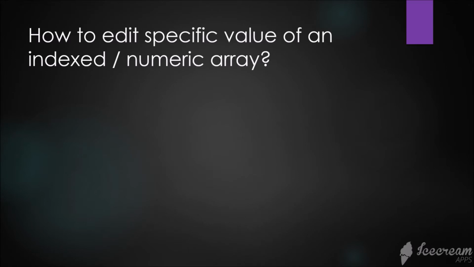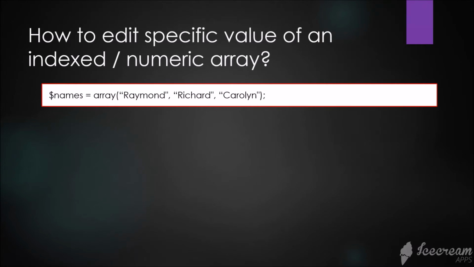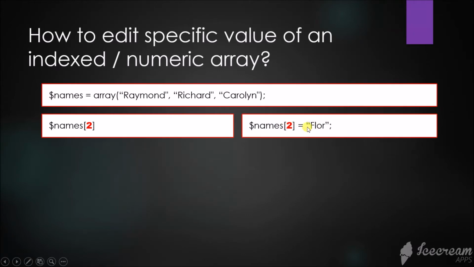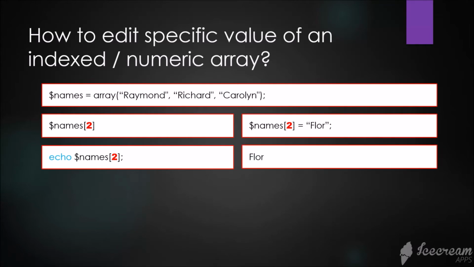Okay, so how to edit a specific value of an indexed or numeric array. So we have our array. Of course, if you want to edit, first we need to access the particular value, through its index. Okay, so in this part, we try to edit Caroline. Of course, since it has an index of 2, this is what we put. Now, to assign a value, we just use the equal sign, then the string or number that we want to assign. Okay? Then once we echo that element, it will display Florina instead of Caroline. Okay?